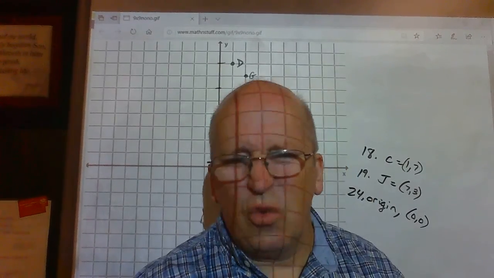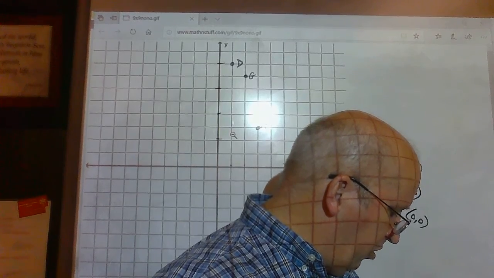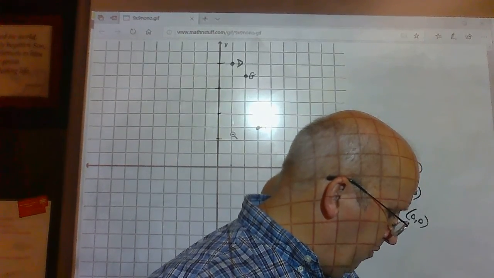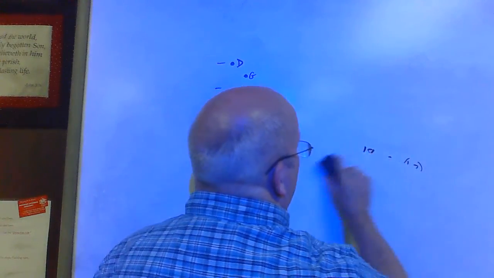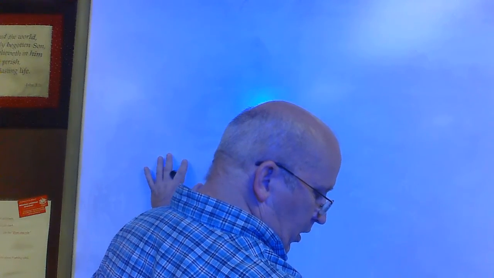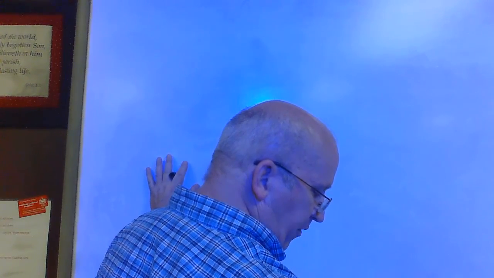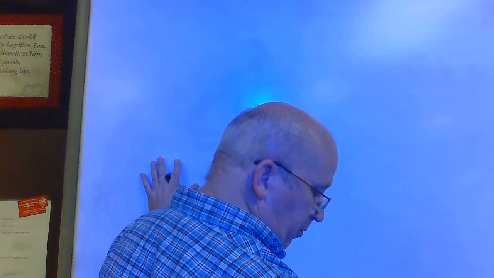Let's look at 26 and 27. The average speed of a mouse is 12 feet per second. Find the distance traveled in 3, 5, and 7 seconds. Okay. And then in 26, they tell you to graph the ordered pairs in time versus distance. 27.